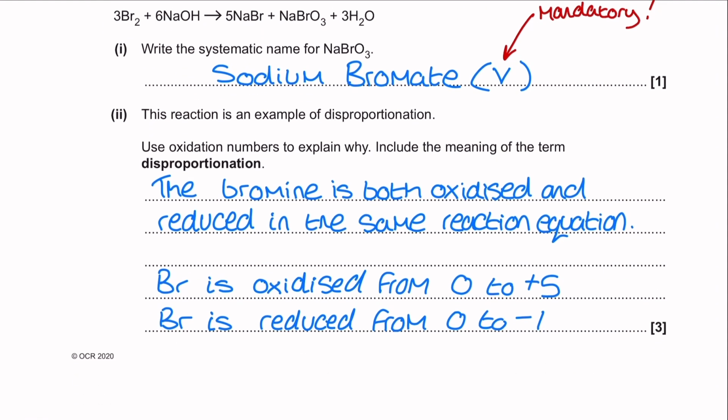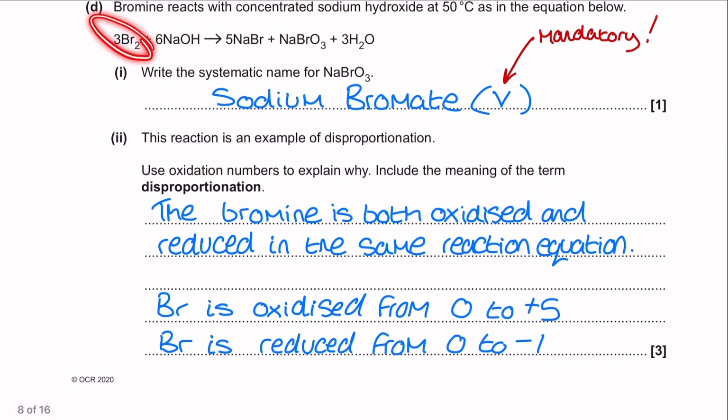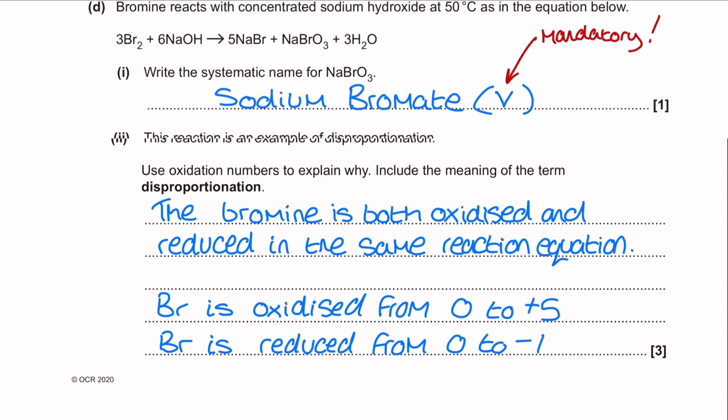This reaction is an example of a disproportionation. Use oxidation numbers to explain why and include the meaning of the term disproportionation. That's how I've actually opened the question here. I've said the bromine is both oxidized and reduced in the same reaction equation. That's my definition of disproportionation as applied to this equation. And here I'm demonstrating that the bromine is oxidized from 0 to +5. So that's when it goes from the Br here, which is 0, to the +5, which is in the NaBrO3. And the bromine is reduced from 0, starting off here again, to -1, and that's in the NaBr.